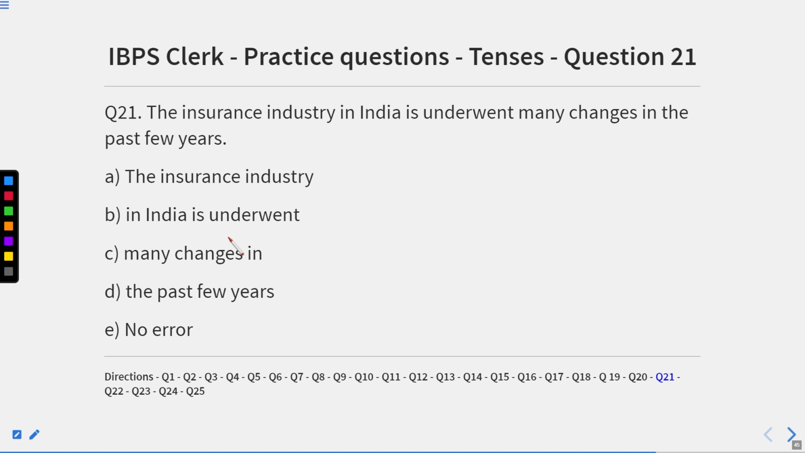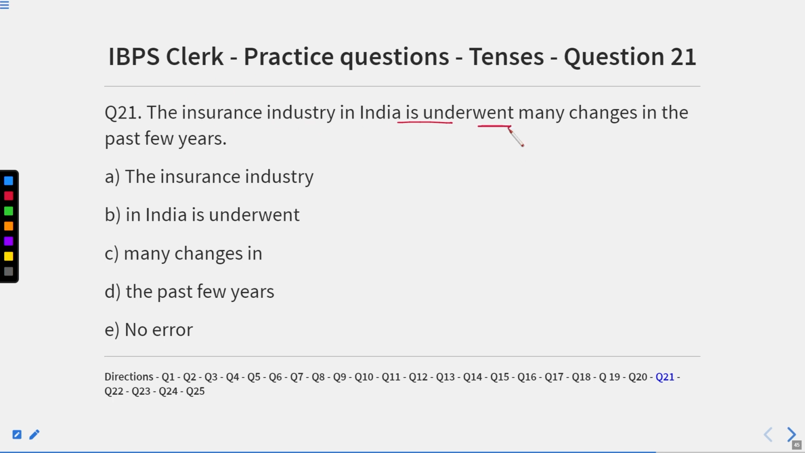The insurance industry in India is underwent many changes in the past few years. Now it is written, the insurance industry in India, up to this part is correct, is underwent. Now underwent is actually that it has seen these things that have been done or gone through, you can say. So the insurance industry in India is underwent is actually that the insurance industry is this.